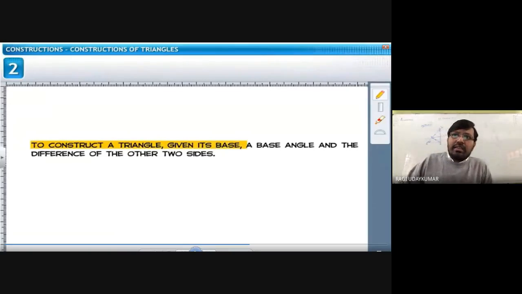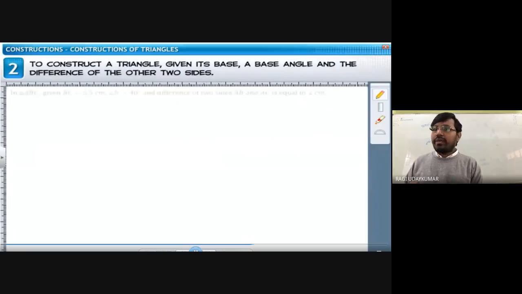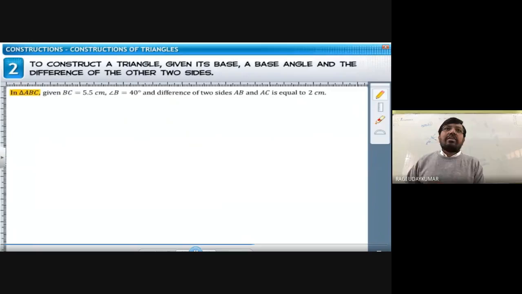Now, constructing a triangle given its base, base angle, and the difference of the other two sides. Earlier the sum was given; now the difference is given to you. This one also I will explain very clearly, don't worry about it. First you see here, then after that on the board I will explain. Okay, so one example let us take.